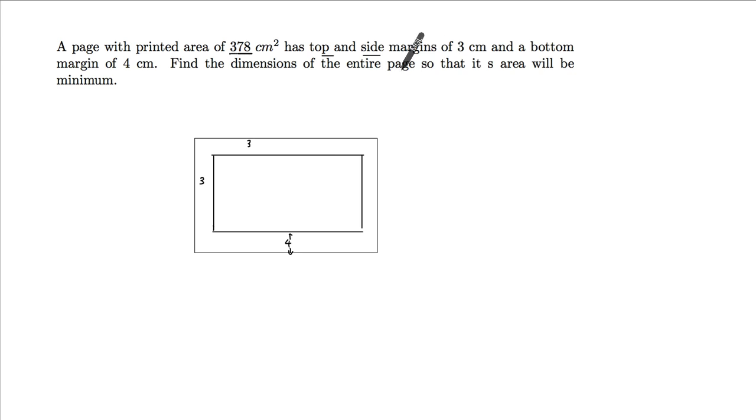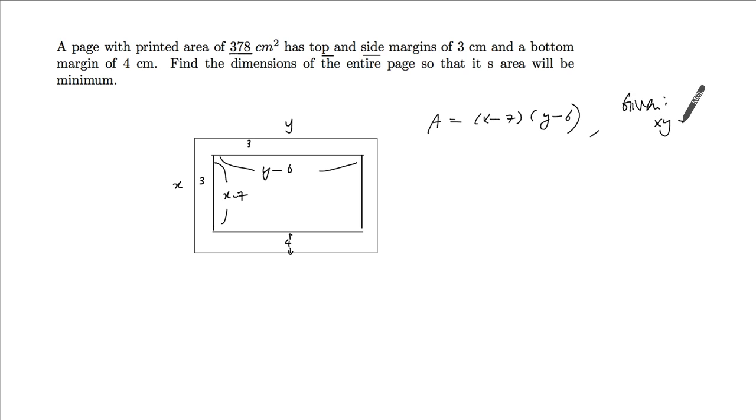Okay, find the dimensions of the entire page so that the area is minimum. So let's say this is x and this is y. Then this here is x minus 7, and this here is y minus 6. So we want to minimize the area of x minus 7 and y minus 6, given that x times y is equal to 378. So we can isolate for y, you get 378 over x.